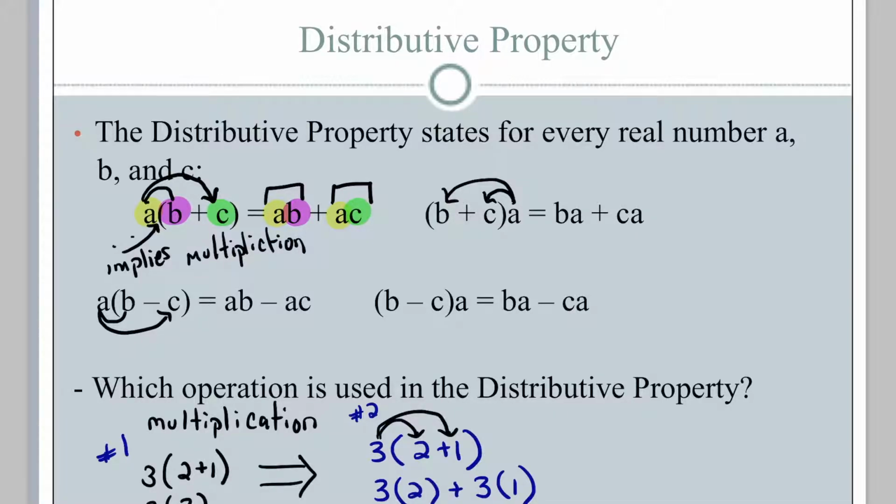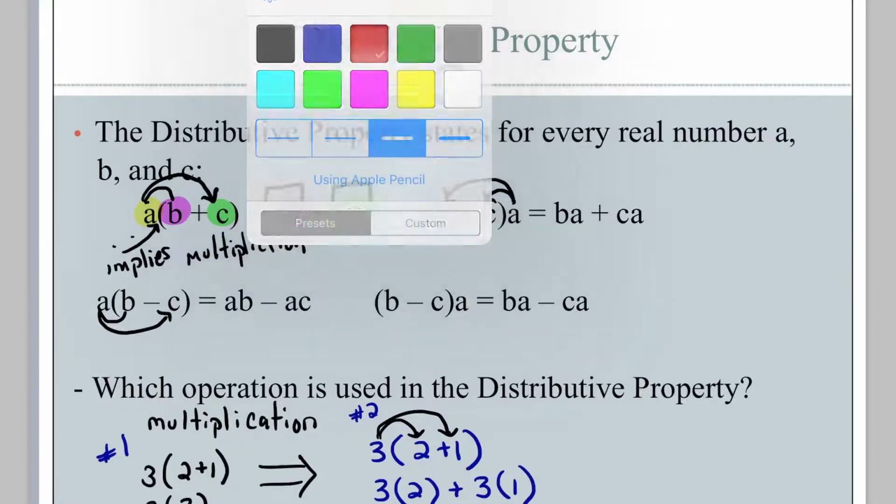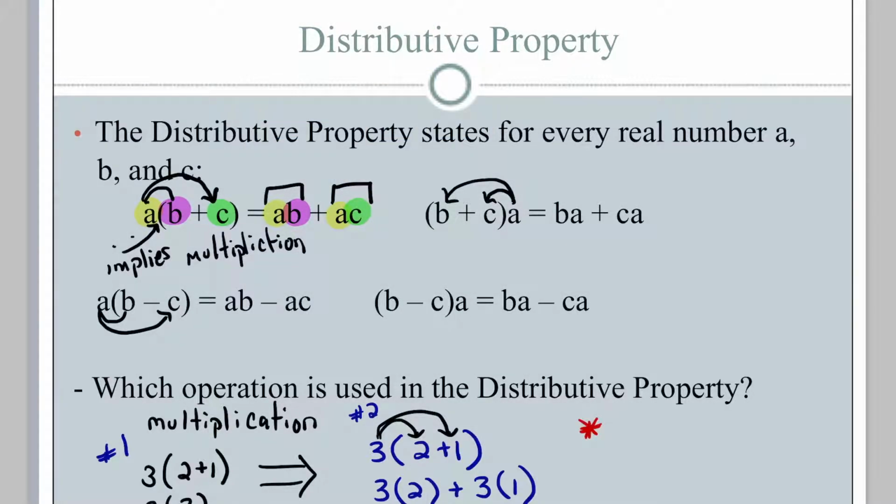Remember that you have to distribute to all terms. That is very important. Put a little note: distribute to all terms. Do not forget that. So I had to distribute the 3 to the 2 and to the 1. Multiplying, remember, distribution implies multiplication, and at the end added the final two like terms.